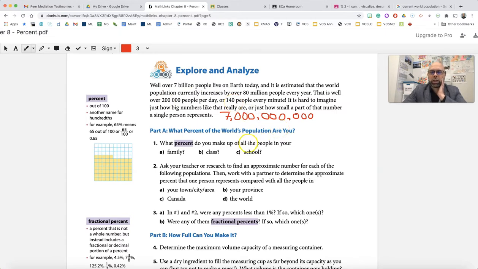What percent do you make up of all the people in your family, class, and school? So we're starting small. In our class, we have 25 people, which is a great number. So you are 1 over 25. What percent is that? Well, it's basically the easiest number possible because 25 turns into 100 very easily by multiplying by 4. So we do the same up here and we have 4 over 100 for an answer of 4%.